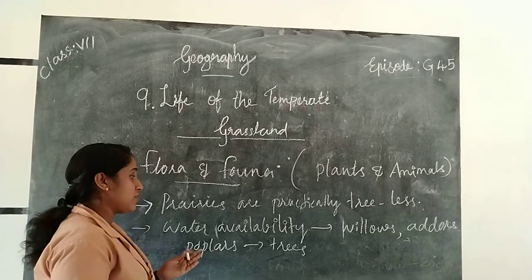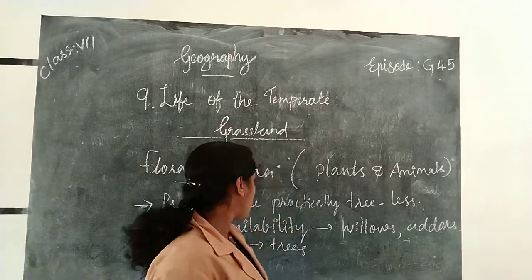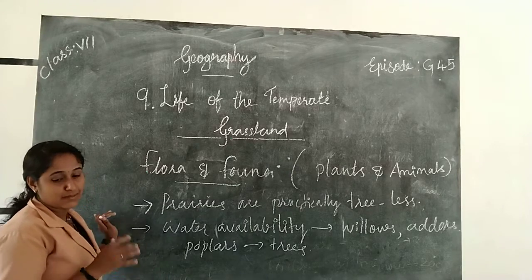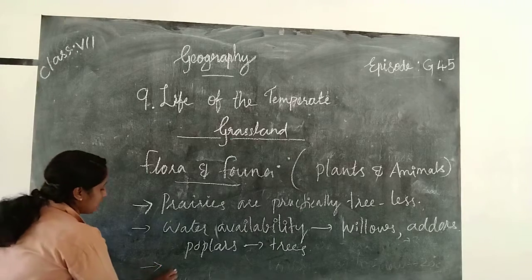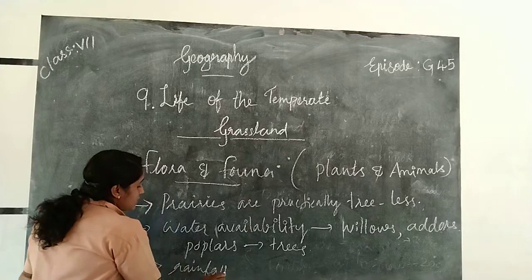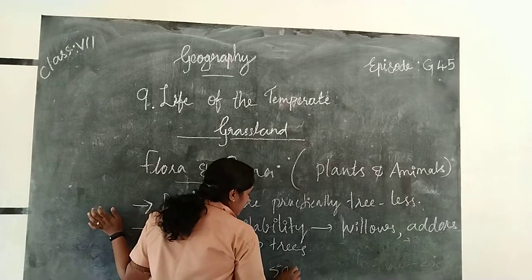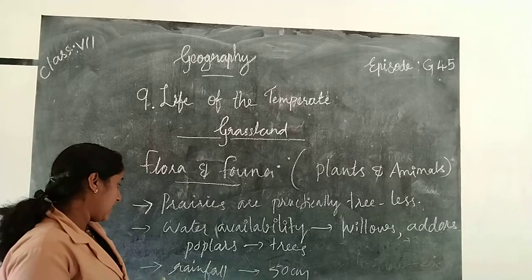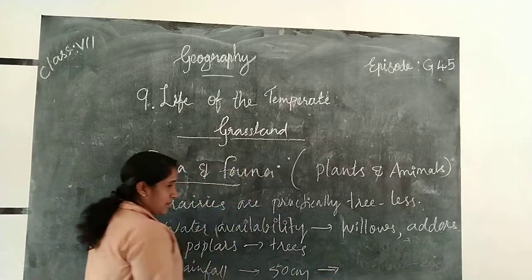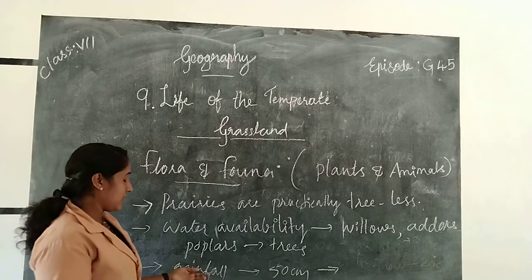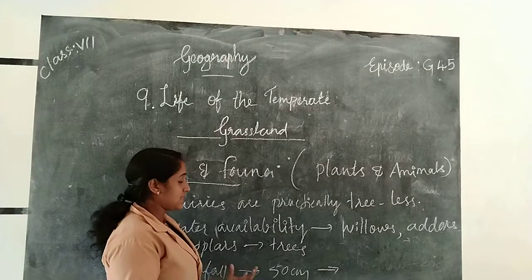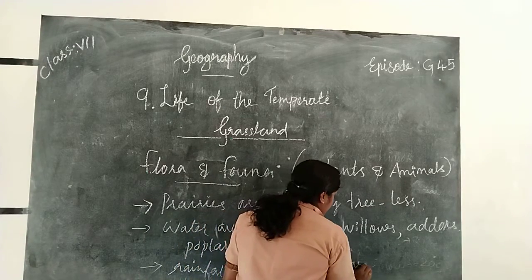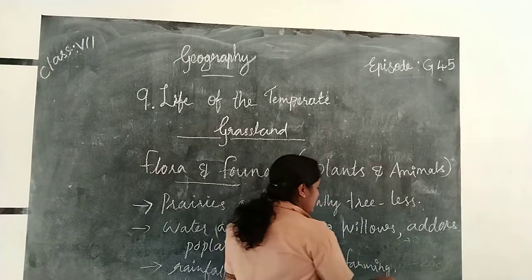About 50 centimeters of annual rainfall, as we also discussed in the climate of the prairies. These areas receive almost 50 centimeters of rainfall and are suitable for farming as the soil is fertile. We can say the soil is very fertile with the help of this rainfall. The rainfall of around 50 centimeters in these regions also helps farming, and also the soil.